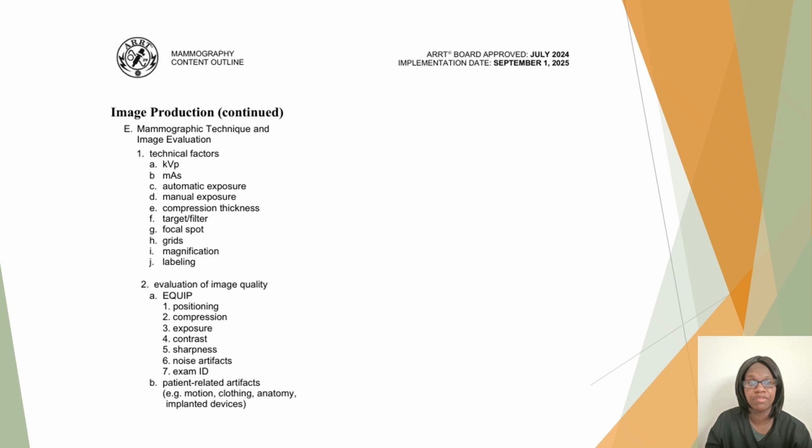And then this is more information that you have to know. Your grids, magnification, labeling. You should know what is going to be on the final image. You have your facility name, you have the patient's name, date of birth, MRN number, the date that it was performed, the time, the technologist's name or initials will be on there. You will not find the patient's address or social security number on the final image.